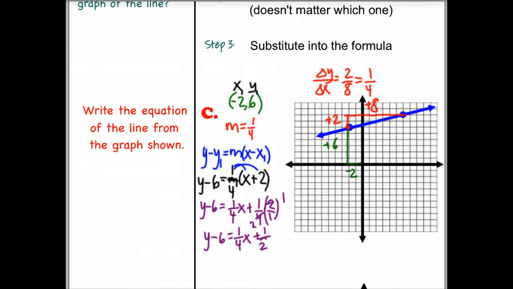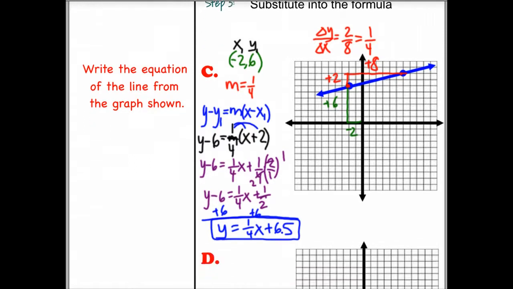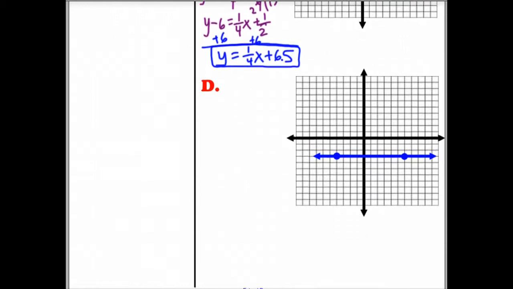So we add 6. y equals 1/4 x plus 6 and 1/2. So that's our new equation here. Last one.